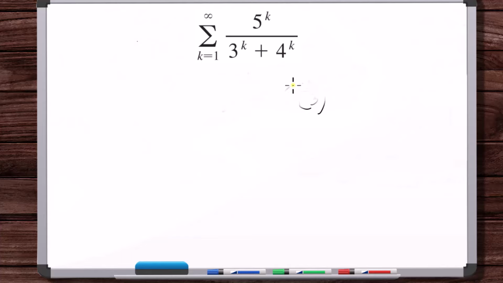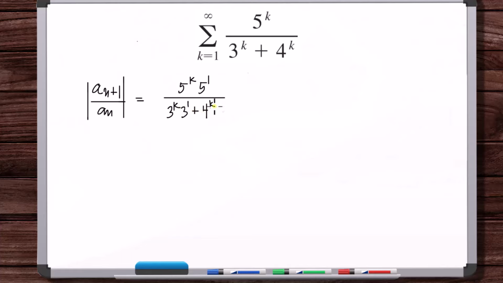Okay, so what about the ratio test? I'm not sure. So this is always positive, so we don't have to worry about the absolute value. So you've got 5 to the k plus 1, which is 5 to the k times 5 to the 1. Then 3 to the k plus 1, let's write it, 3 to the k times 3 to the 1 plus 4 to the k times 4 to the 1, but there's not going to be any canceling. Okay, then we've got 3 to the k plus 4 to the k over 5 to the k.